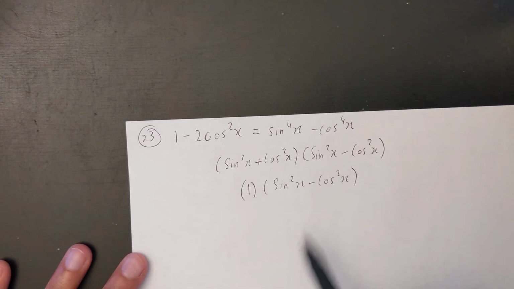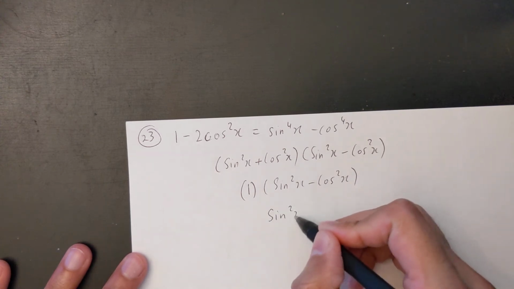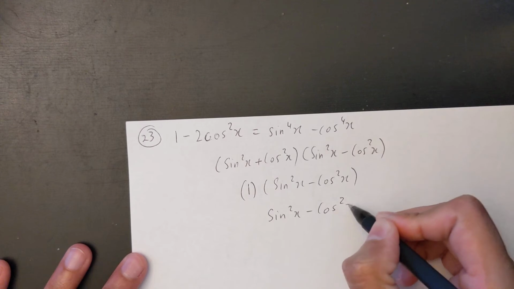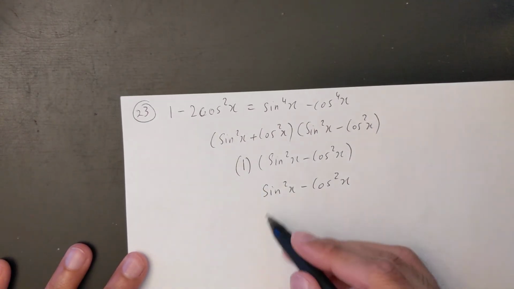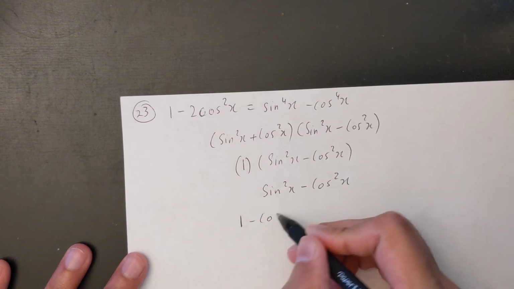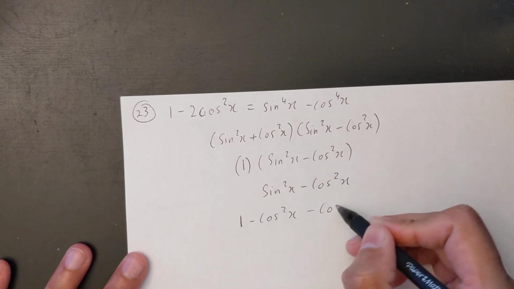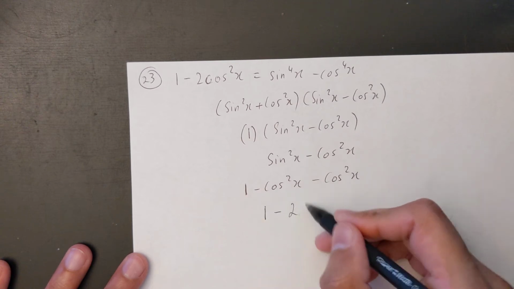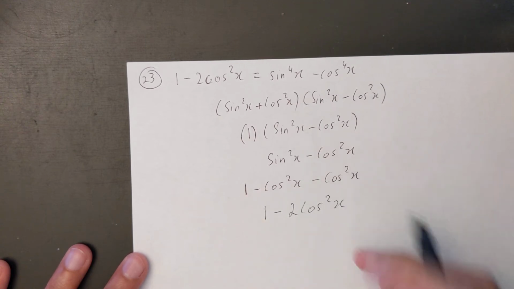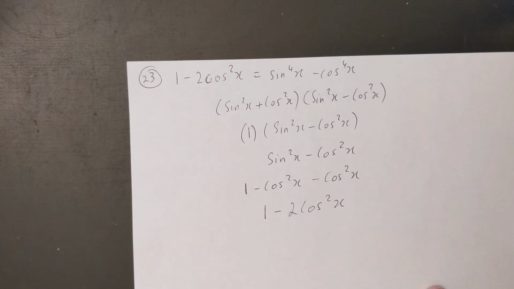Then I just multiply the 1. I can replace sine square. There's no sine square on the other side, so I can replace sine square with 1 minus cos square x. Then I just combine like terms, so I get 1 minus 2 cos square x.